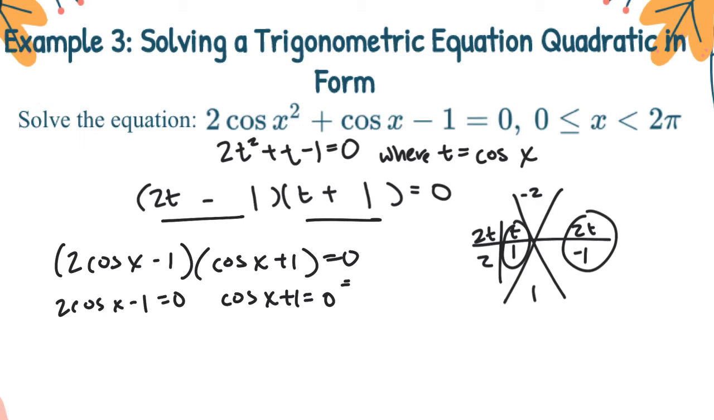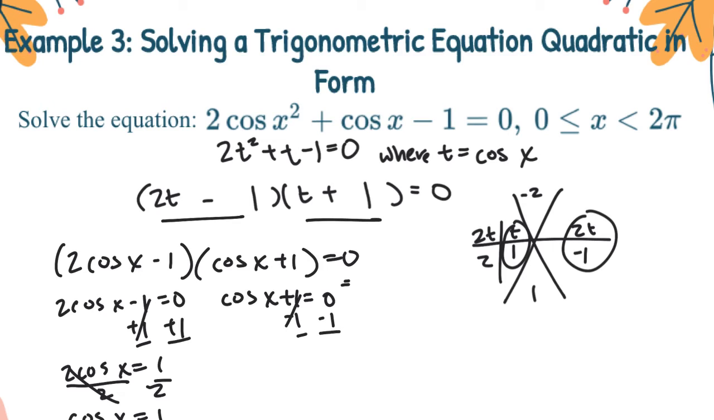Now we need to solve each side for cosine, so that means we need to isolate cosine. So on the left here, we need to add 1 to both sides, and then divide both sides by 2. So we have cosine x equals 1/2. And then on this right one, we can just subtract 1 from both sides.